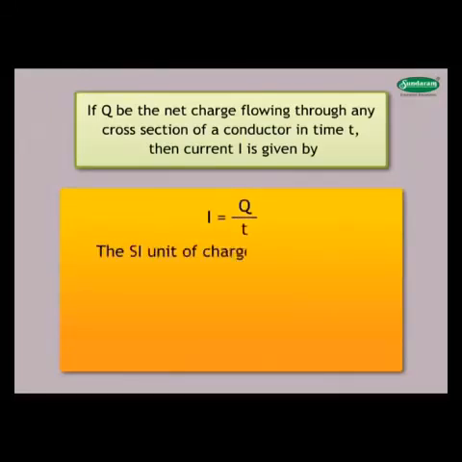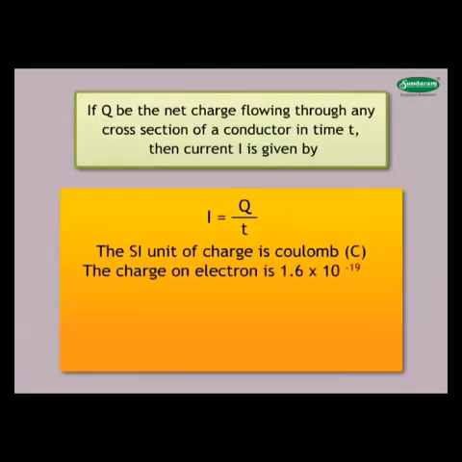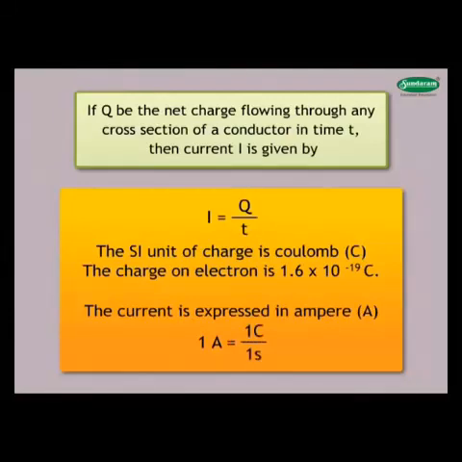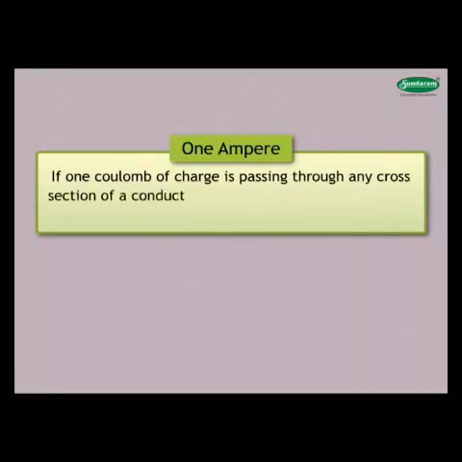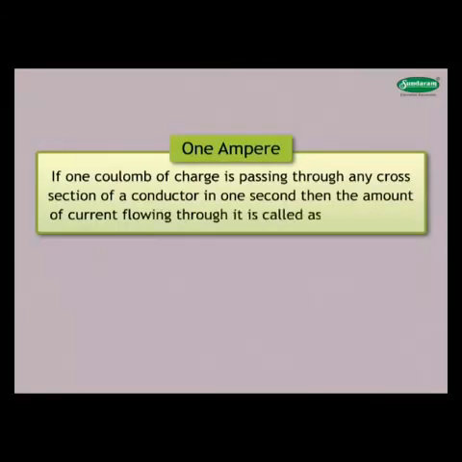The SI unit of charge is Coulomb, C. The charge on an electron is 1.6 × 10^-19 C. The current is expressed in ampere, A. 1 ampere is equal to 1 coulomb per 1 second. If 1 coulomb of charge is passing through any cross-section of a conductor in 1 second, then the amount of current flowing through it is called 1 ampere.